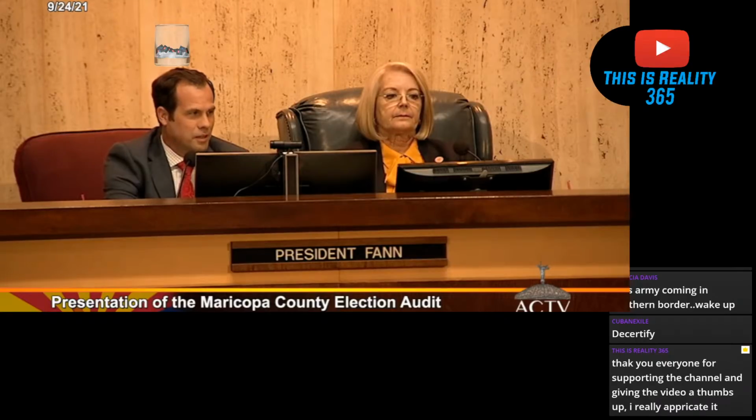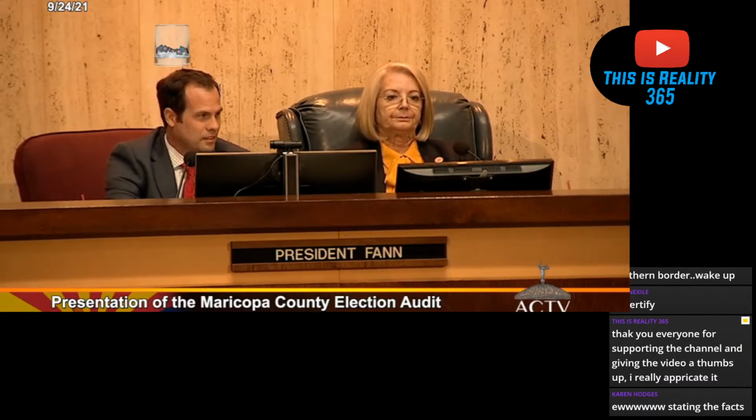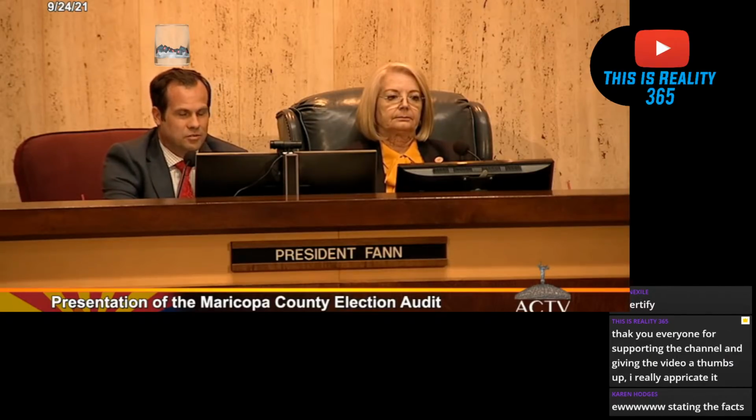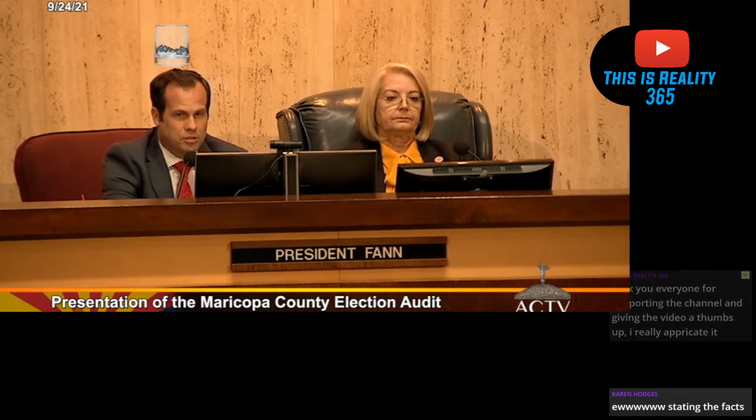How much money have they spent trying to stop our audit? It has to be in the hundreds of thousands of dollars, but that would be an interesting number to see. Number 2, the numbers don't reconcile.